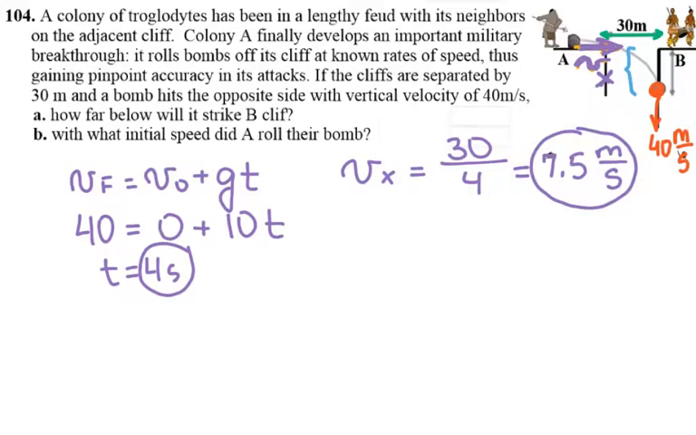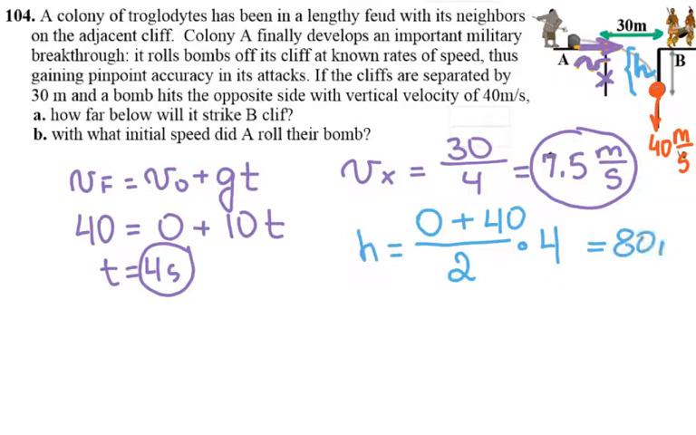And how far below the cliff will it hit? So I'm calculating the height, how far below. If I need to calculate that height, the initial vertical velocity is 0, so the height is going to be the average velocity times the time, and the time to get across is 4 seconds. Initial vertical velocity is 0, and final vertical velocity is 40. So that gives me 80 meters.